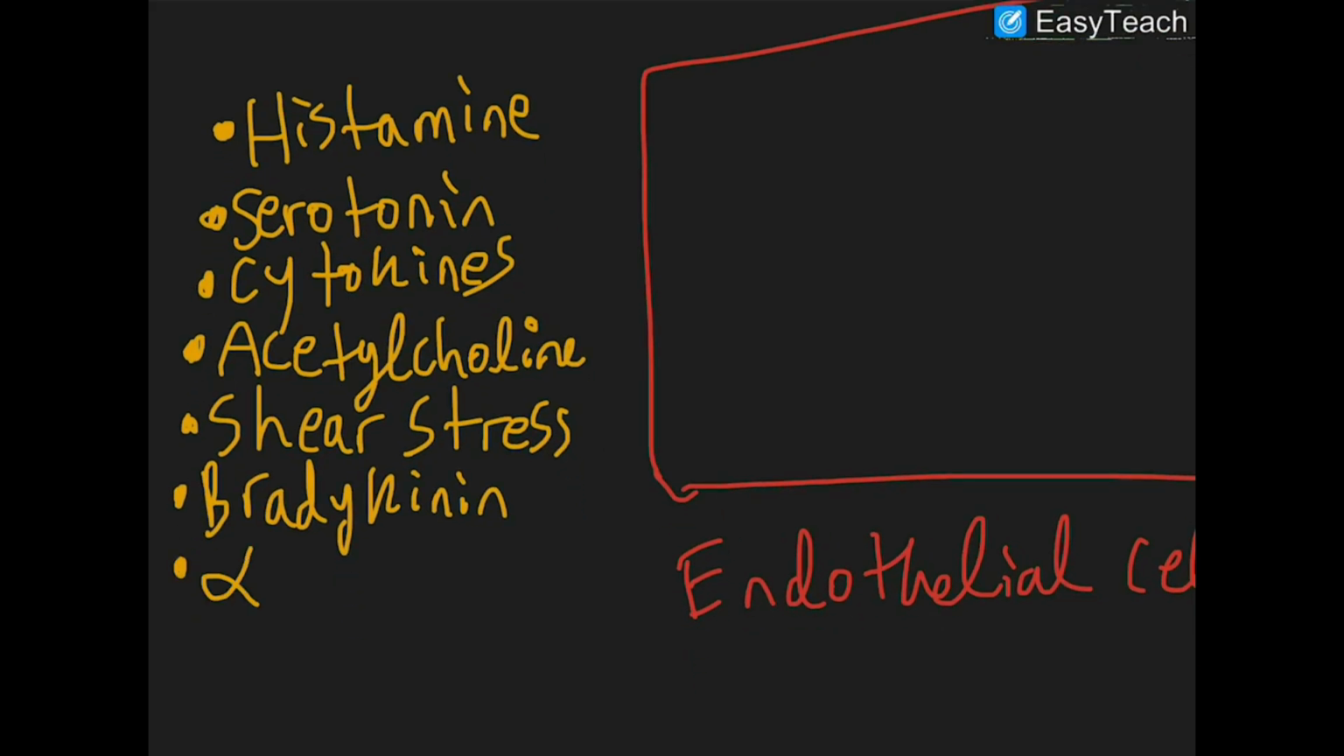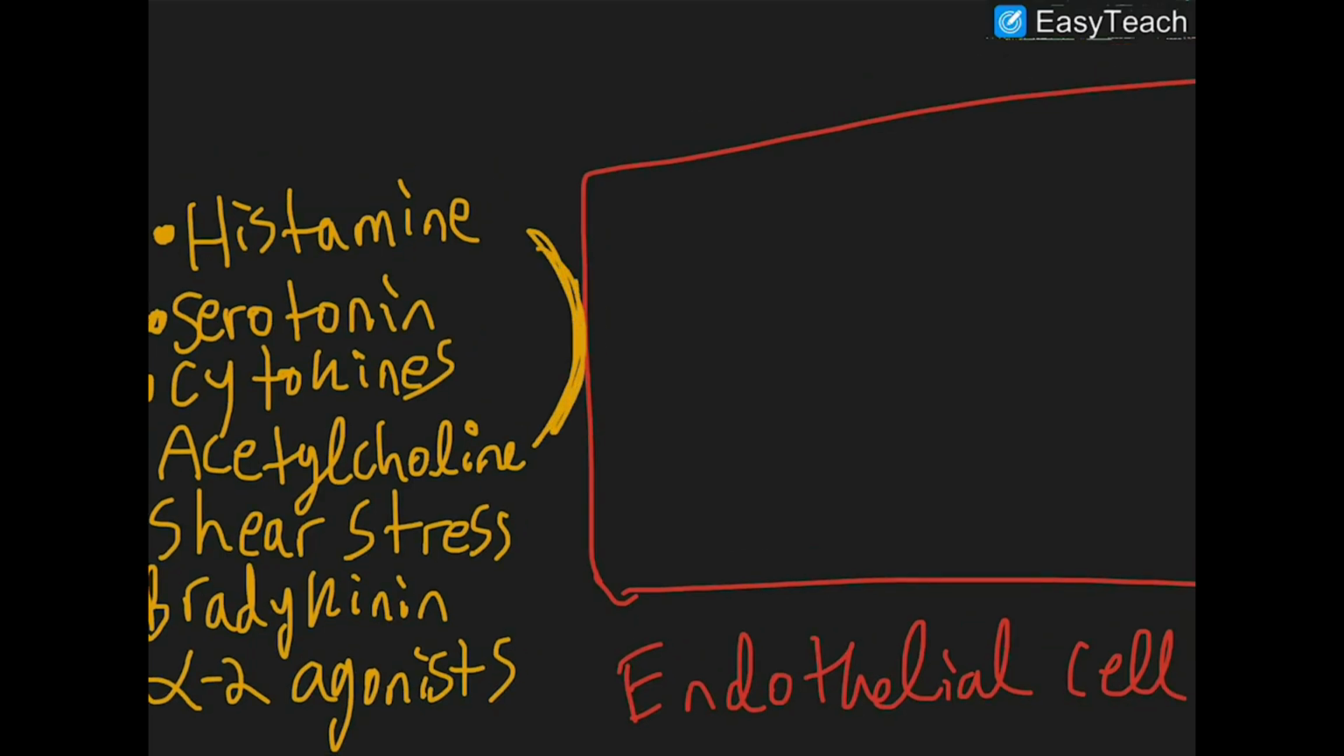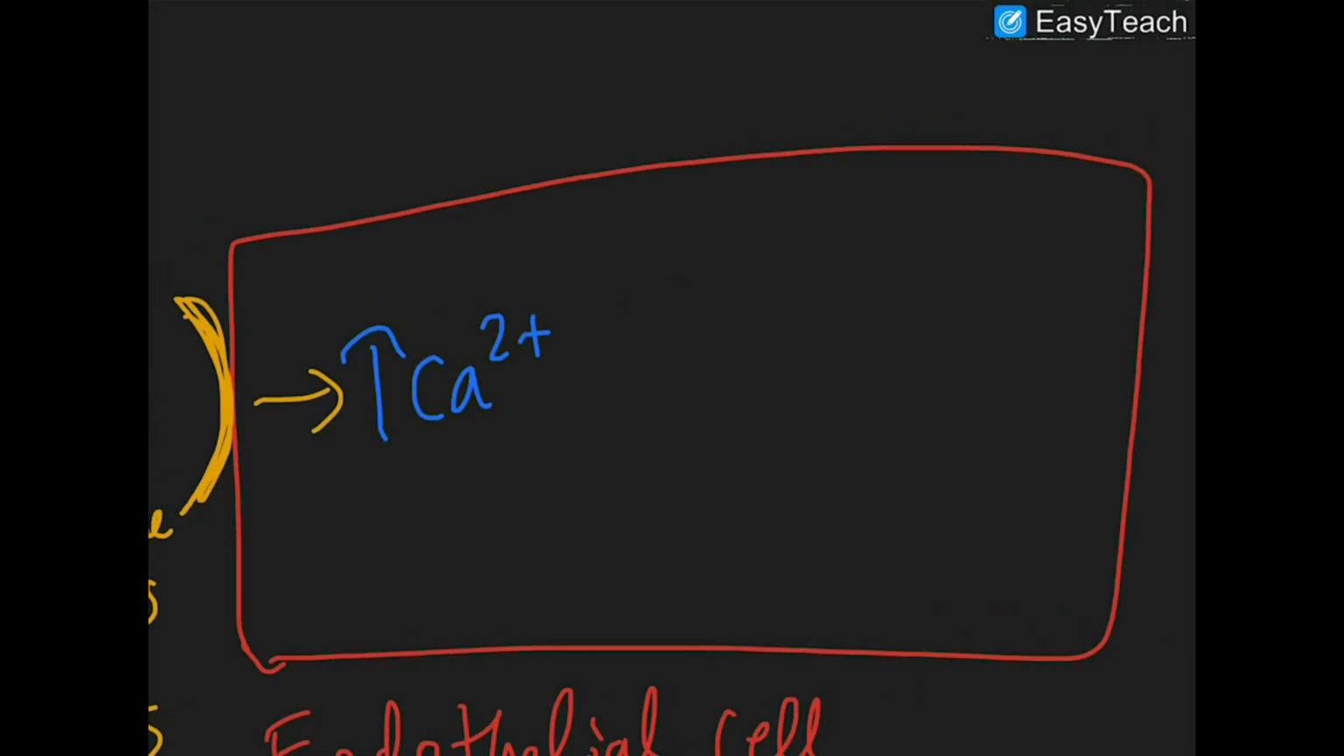So we also have alpha 2 agonists, so certain drugs that act on alpha 2 receptors on your blood vessels that will actually lead to vasodilation also, right? All right, so these are a lot of things that can lead to vasodilation. Okay, so let's say that any of these can bind onto a receptor on our endothelial cell. And when it does, this will eventually lead to an increase in calcium levels inside your endothelial cell.